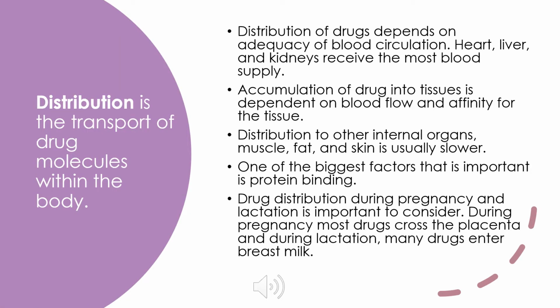Distribution is the transport of drug molecules within the body. Distribution of drugs depends on the adequacy of blood circulation. Heart, liver, and kidneys receive the most blood supply. Accumulation of drug into tissue is dependent on blood flow and the affinity for the tissue. We'll be talking about that more in detail in the next slide. Distribution to other internal organs, muscle, fat, and skin is usually slower.